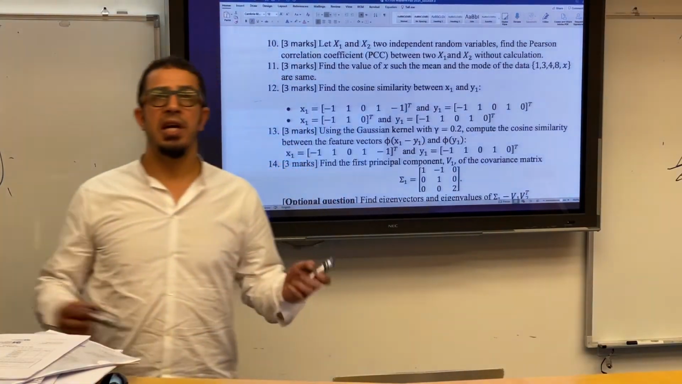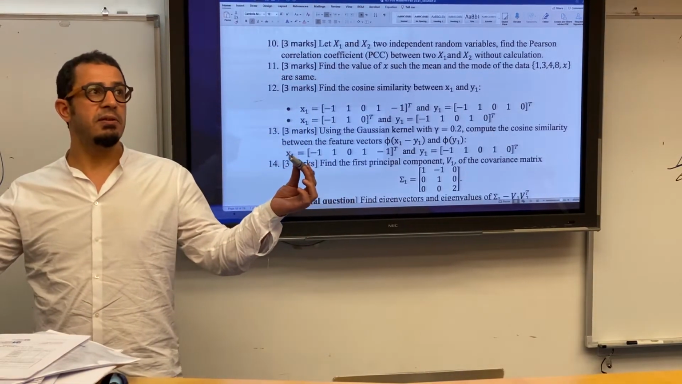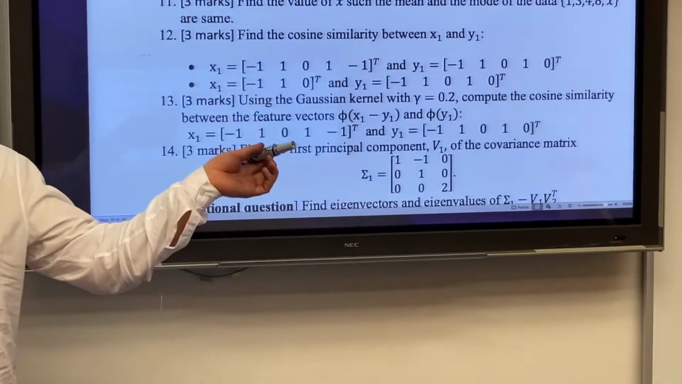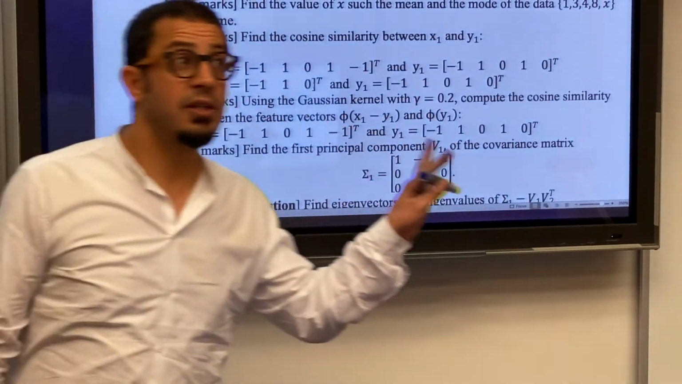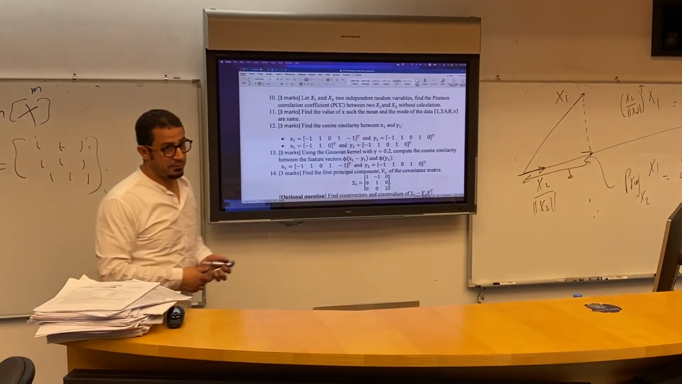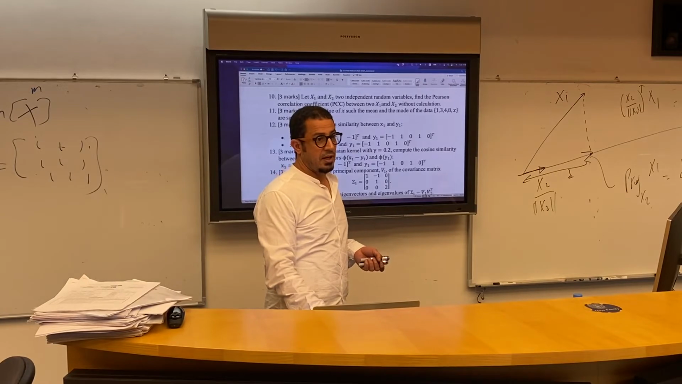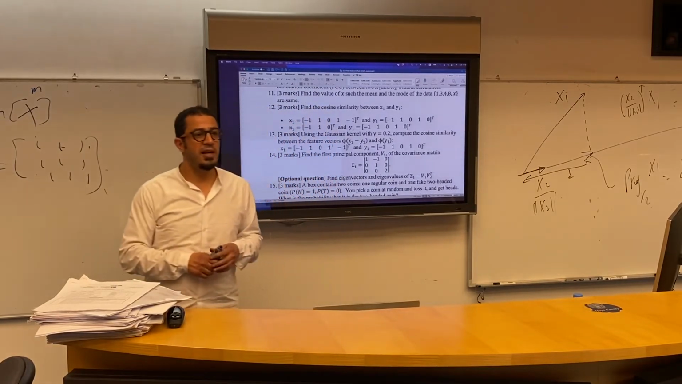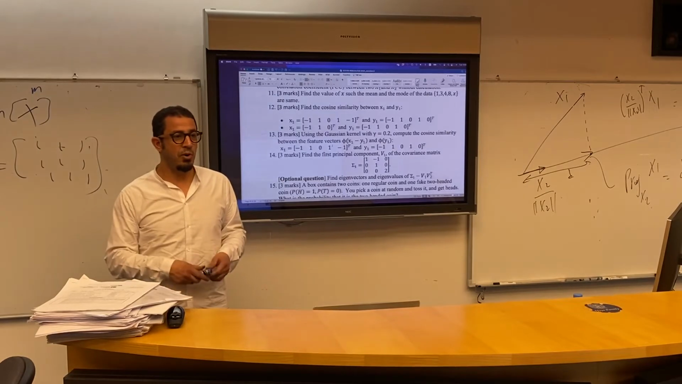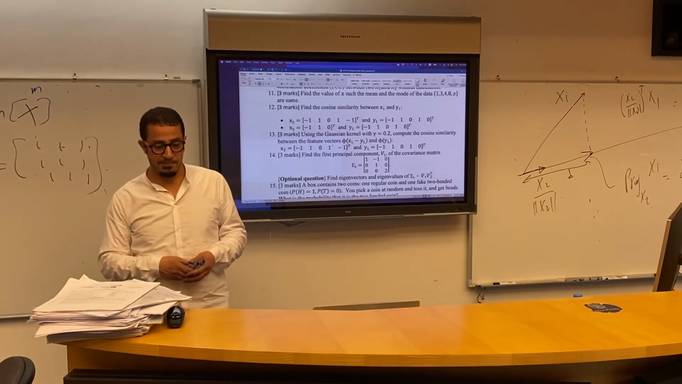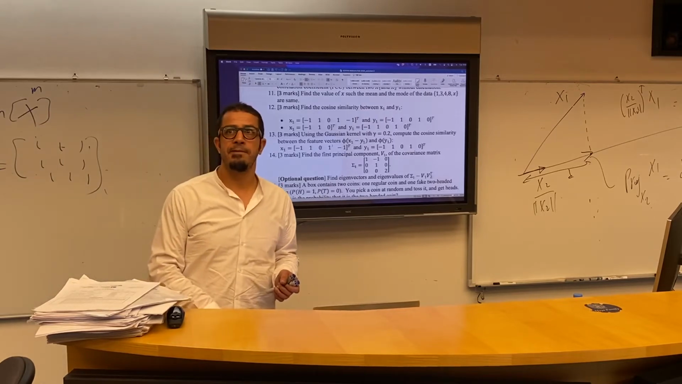If I give you a linear relation, what is the Pearson correlation? -1 or 1, according to the slope. If the slope is positive or the slope is negative. Okay. This one we did many times, right? 1, 3, 4, 8, x. Find x. The mode should be equal to the mean. I think we did it, right?